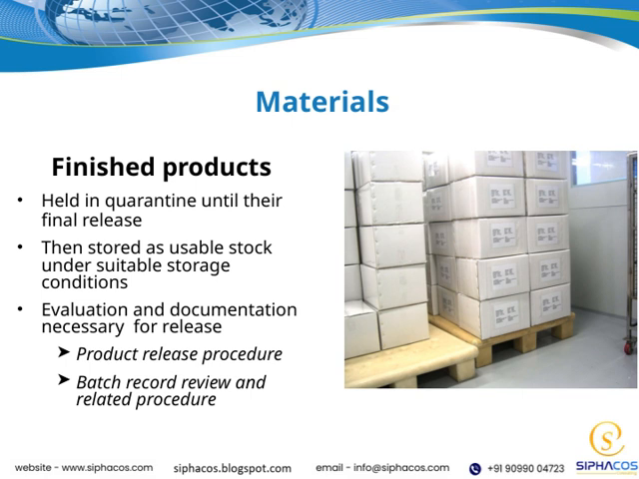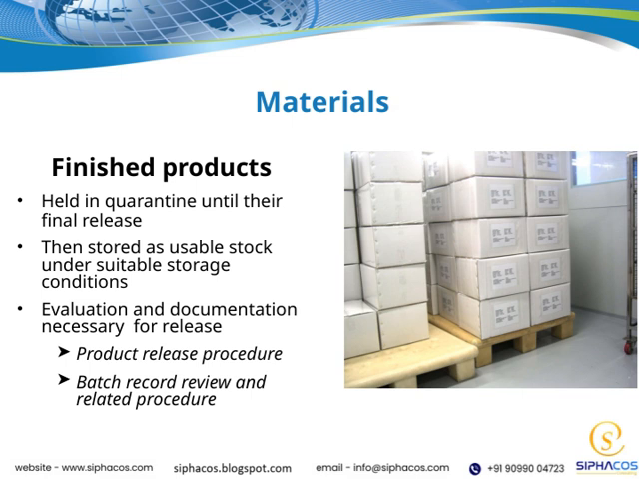Before a product can be released, thorough evaluation and documentation are necessary. This step is critical because it confirms that all quality checks have been completed successfully and that the product complies with regulatory requirements. The product release procedure involves a careful review of batch records, which is a detailed documentation of the manufacturing process. This review confirms that each batch was produced according to the approved protocols and specifications.